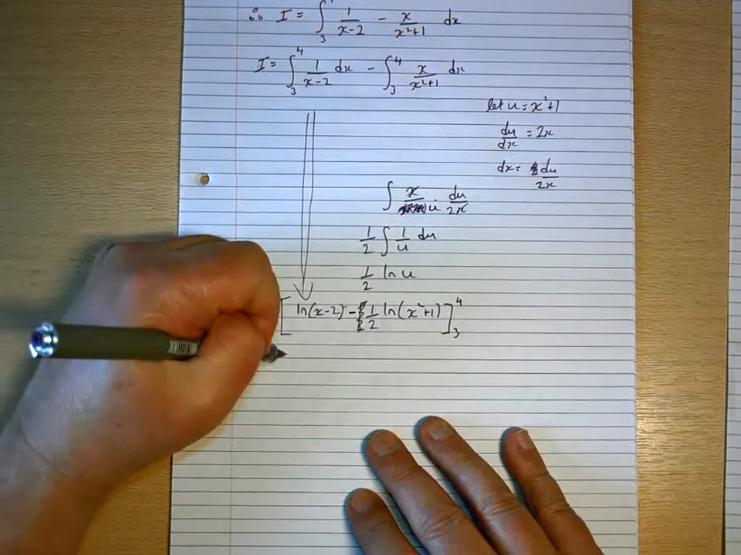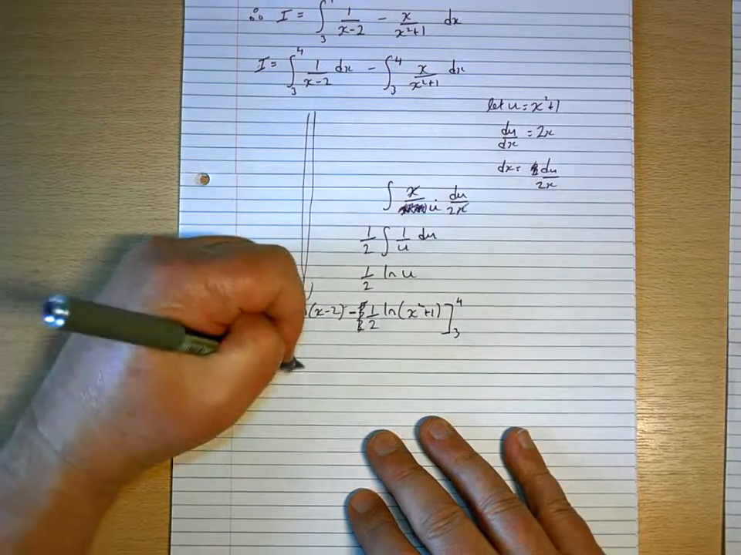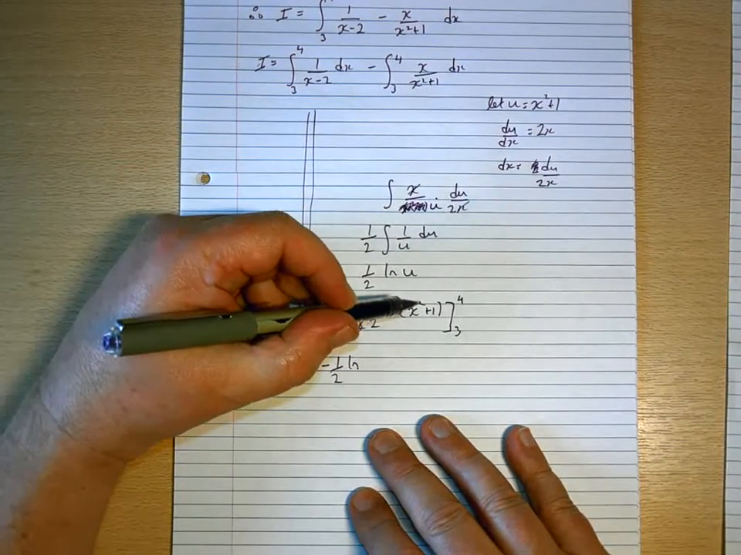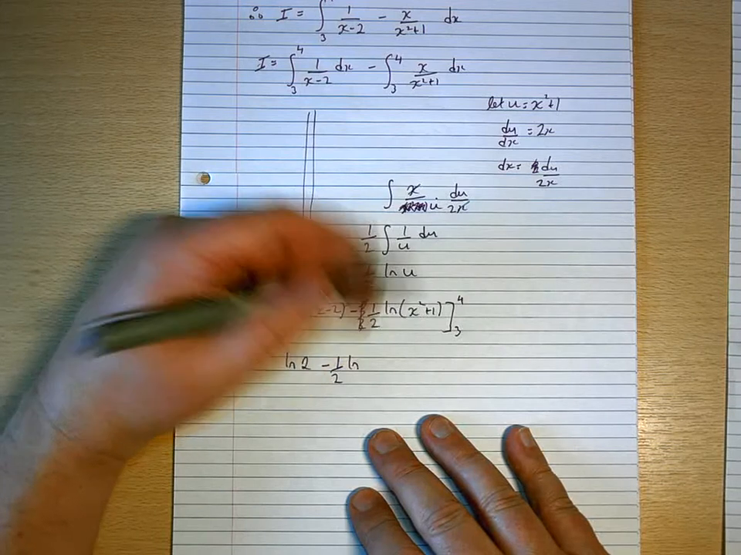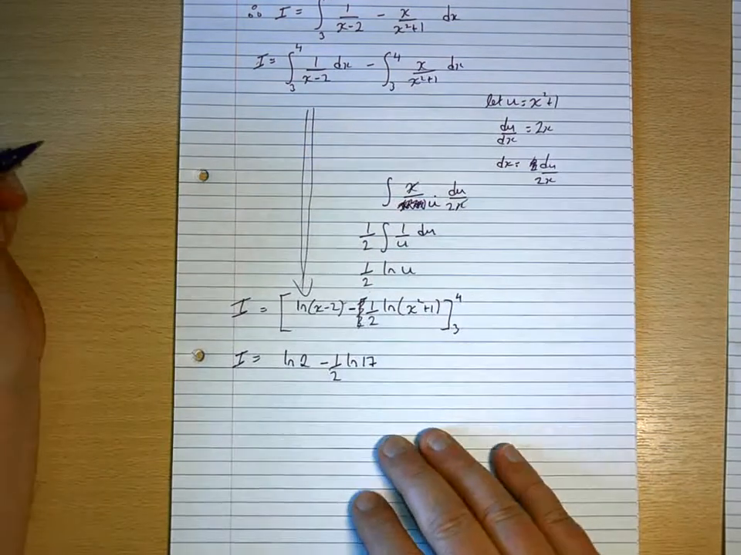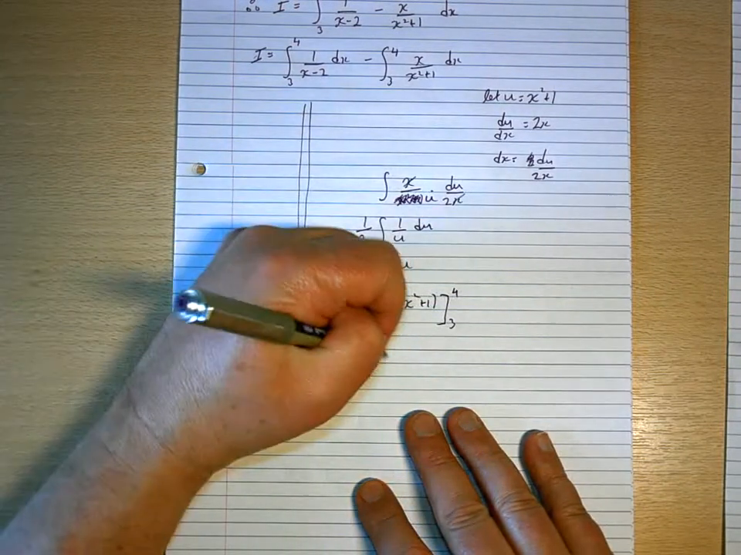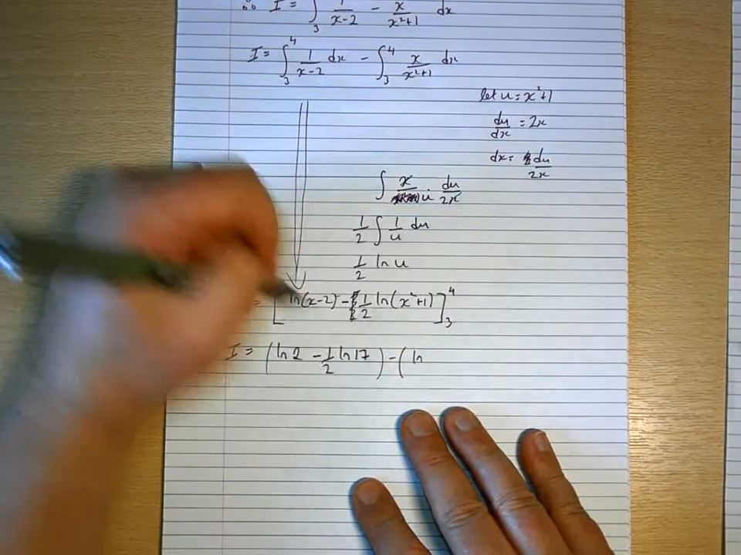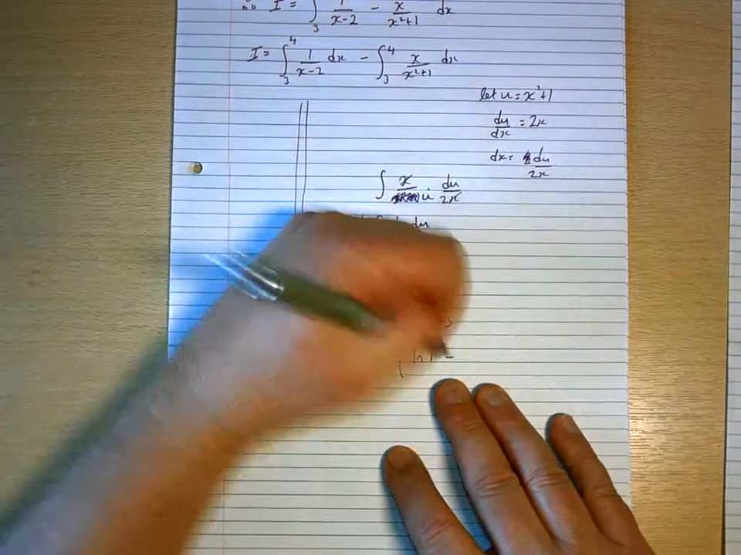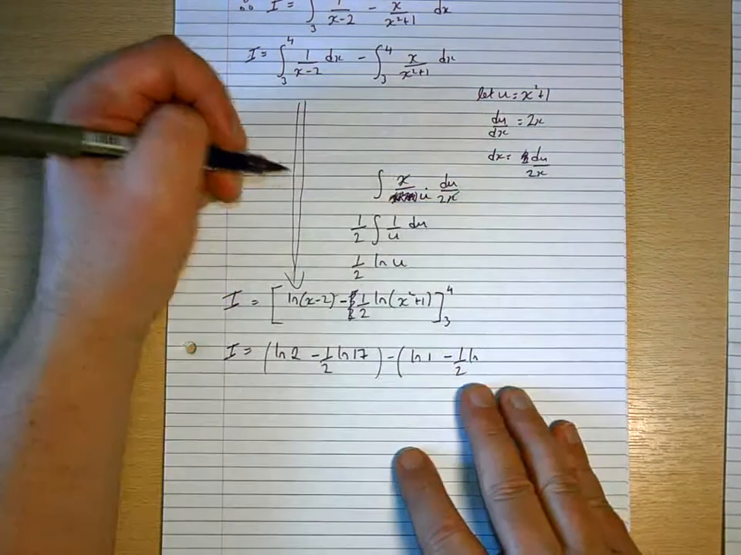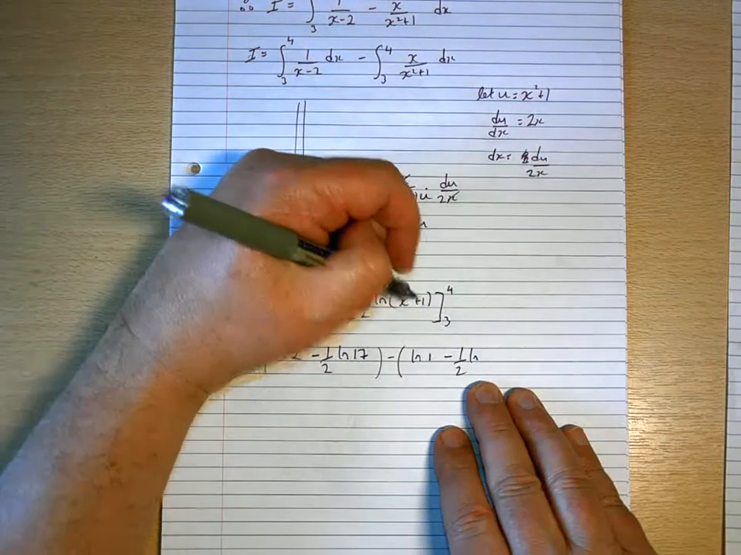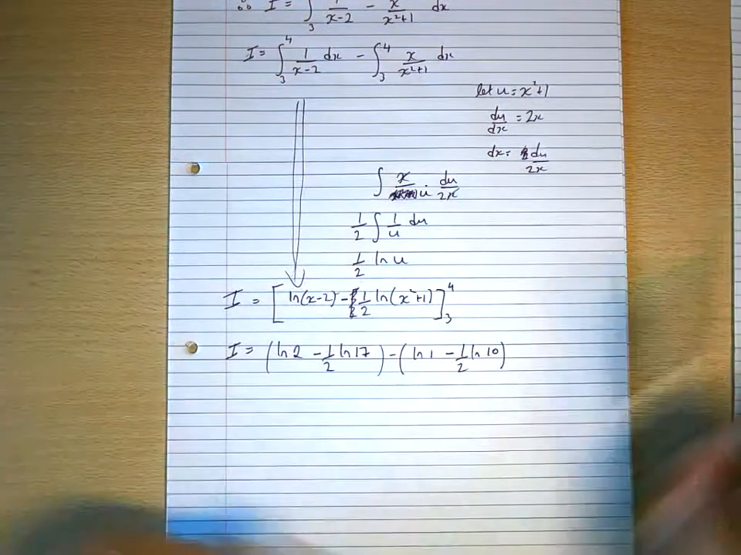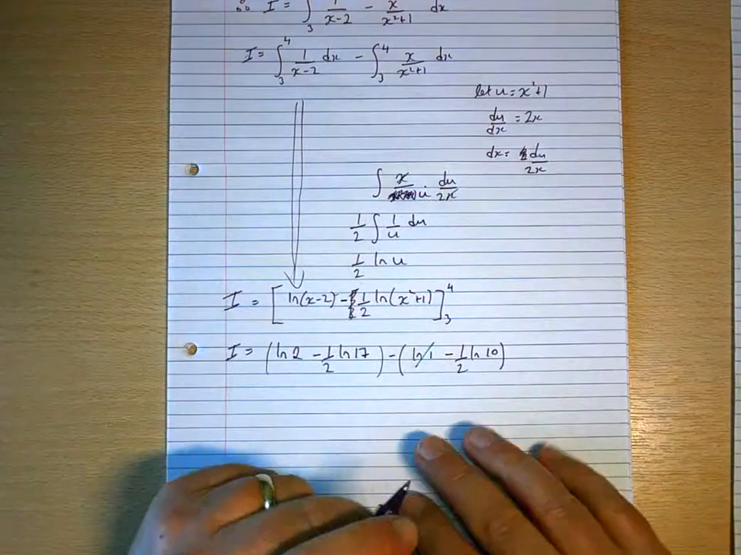So first of all, I'm going to substitute 4 in. So I'm going to have the natural log of 4 take away 2 is 2, minus a half the natural log of 4 squared, 16 plus 1, 17, minus, and now I'm going to put 3 in, so it's the natural log of 3 minus 2, which is 1, which is going to be 0, minus a half the natural log of 3 squared, sorry, plus 1, which is 10. So that is 0.